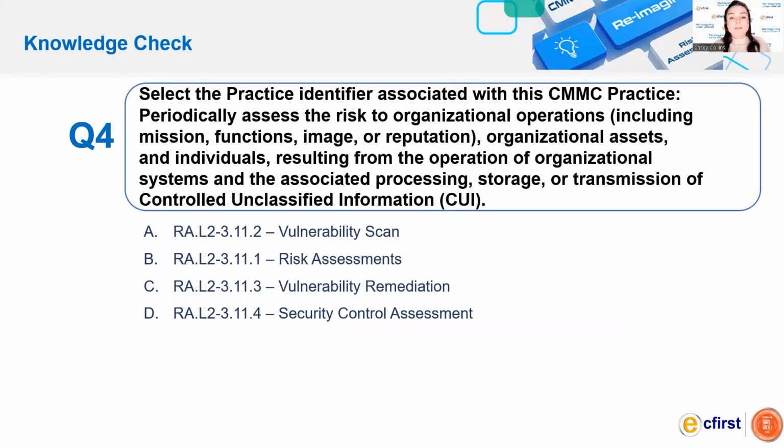Question 4. Select the practice identifier associated with this CMMC practice. Periodically assess the risk to organizational operations, including mission, functions, image or reputation, organizational assets, and individuals, resulting from the operation of organizational systems and the associated processing, storage, or transmission of controlled unclassified information. And of course, our answer for question 4 is B, risk assessments.